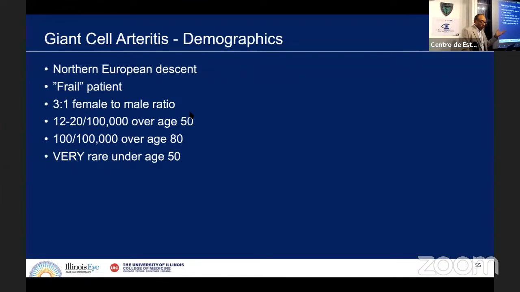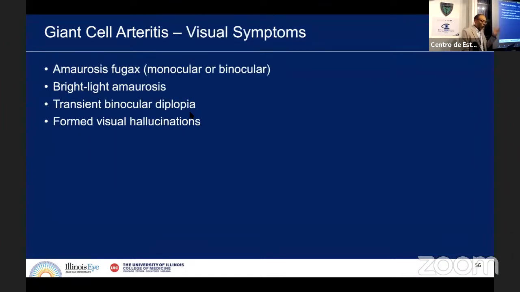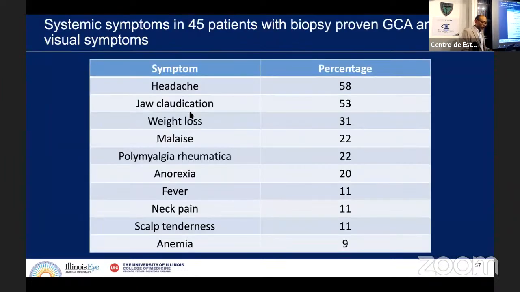These tend to be of Northern European descent, frail females, much more than men. And under 50, you need to write that up. That is so rare. But over 50, especially over 80, you really should be thinking about this in patients who have the correct symptoms. Amaurosis, transient binocular double vision, hallucinations, those are really signs of more posterior type problems.